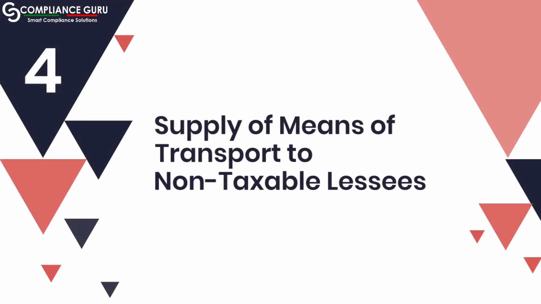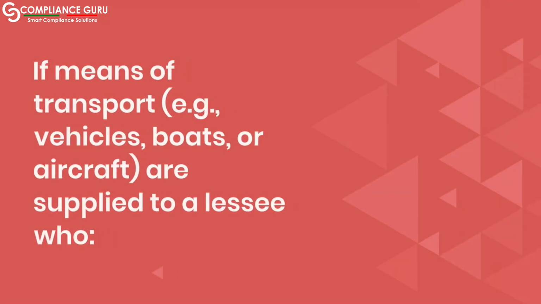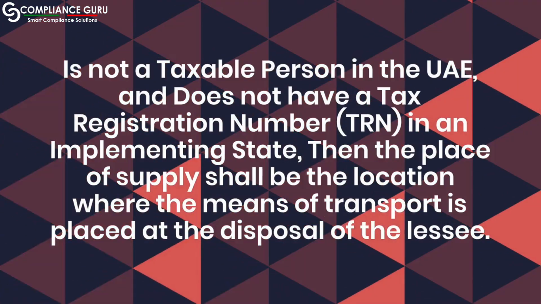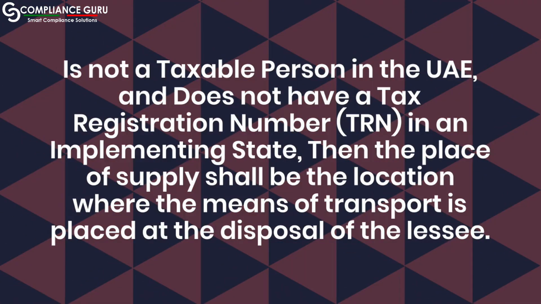4. Supply of means of transport to non-taxable lessees. If means of transport, for example vehicles, boats, or aircraft, are supplied to a lessee who is not a taxable person in the UAE, and does not have a tax registration number, TRN, in an implementing state, then the place of supply shall be the location where the means of transport is placed at the disposal of the lessee.